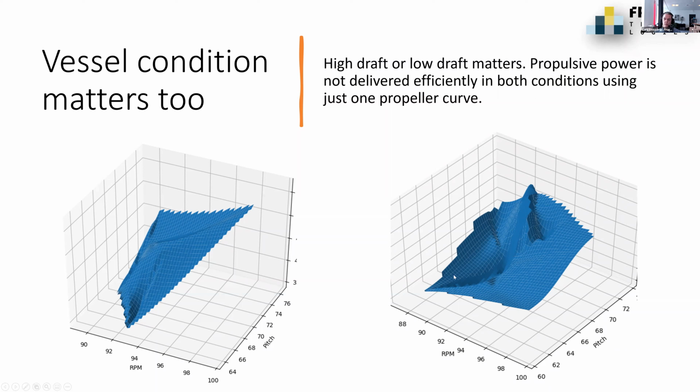But then at low draft, you get this interesting looking surface, which says something quite different. It says that if you're running at certain RPMs, then that's not great at all, because the power drops off dramatically for some reason.